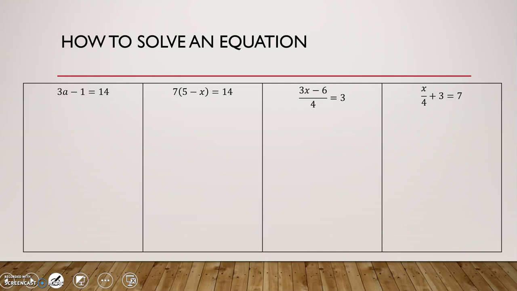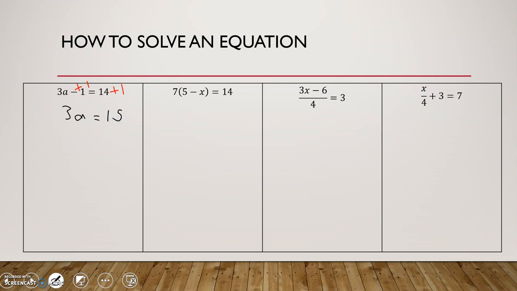So our first example here is 3a minus 1 equals 14. What I need to do is rearrange the equation in order to isolate a, so to get a by itself. Now to do this, I need to do the opposite operation of what's currently happening. So if I've got 3a minus 1, to move 1 to the other side, the opposite of subtraction is addition. So I need to add 1, add 1. You must do it to both sides so that your equation stays balanced. So in my next line, I would now have 3a equals 14 plus 1 is 15.